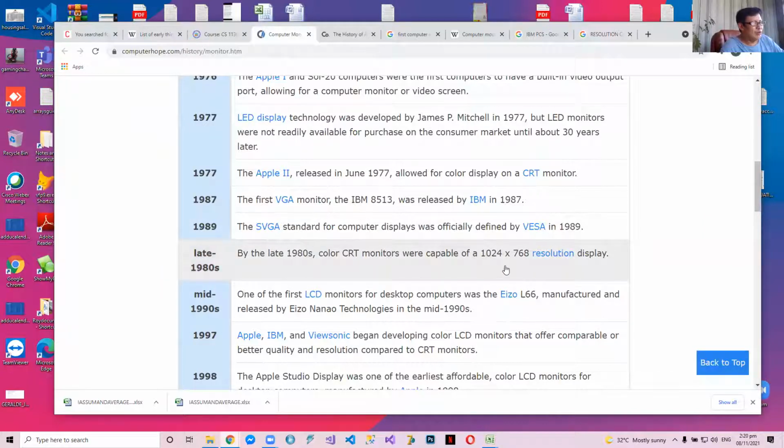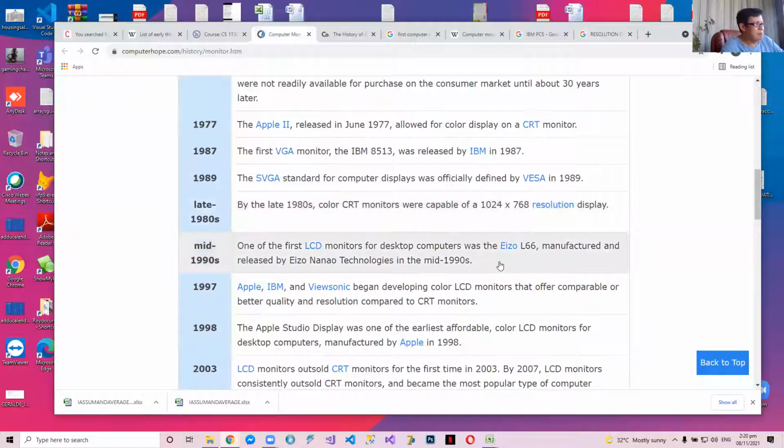So 1024 by 768 by the 1980s. This is the standard resolution of the VGA during that time. 1024 by 768. You can already watch movies, and Windows can already run there. Okay. So 1995, the LCD monitor.